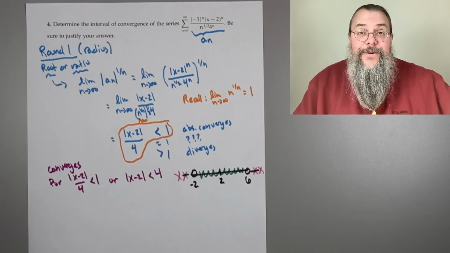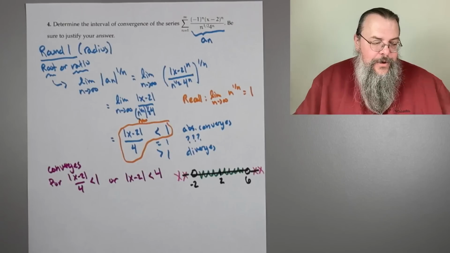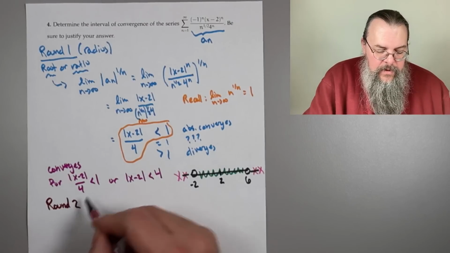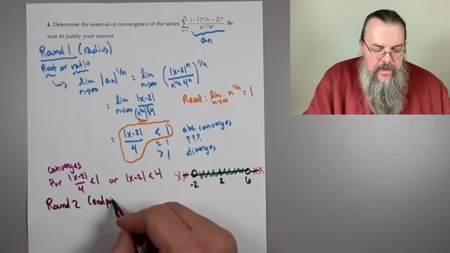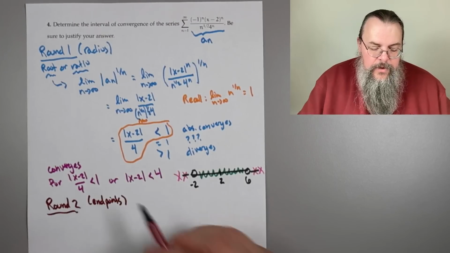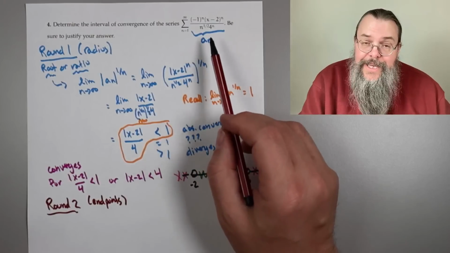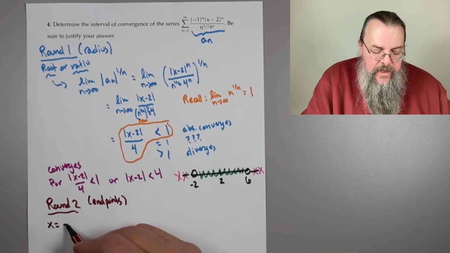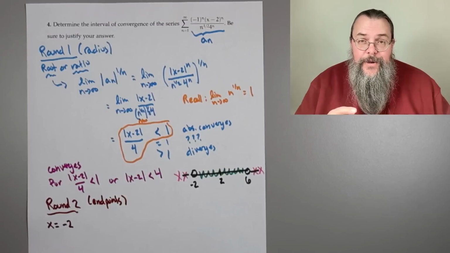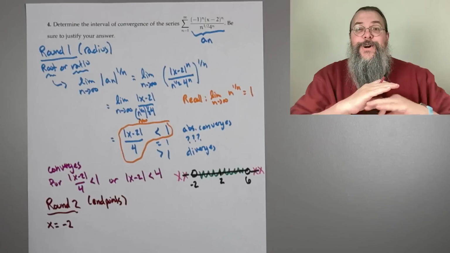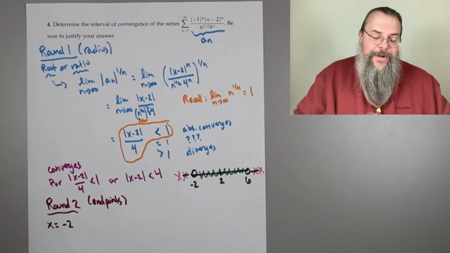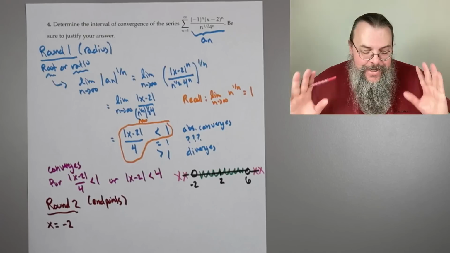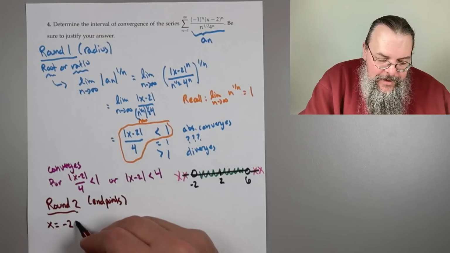Okay, so now we're ready for round 2. And for round 2, that brings us to our endpoints. Now we're going to actually plug in our values for x. So we have 2 sums we have to figure out. And spoiler alert, for sure, root and ratio tests are useless in round 2. If the root or ratio test answers the question in round 2, mistakes were made. All right, but I'm getting ahead of the story.